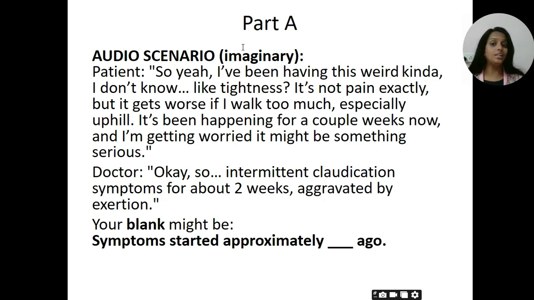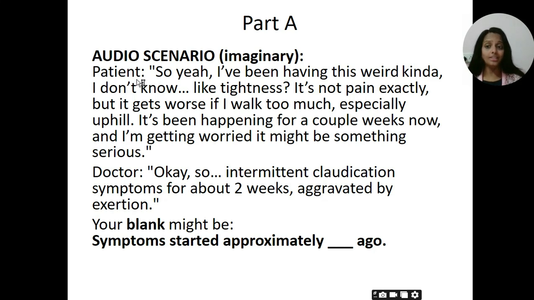Here's what no one tells you. Patients don't speak like textbooks. They ramble, they hesitate, they give half information. And guess what? You are supposed to grab the exact wording for the gap while the patient is still talking. Let me give you a real time example. Here is the scenario. It's just imaginary.